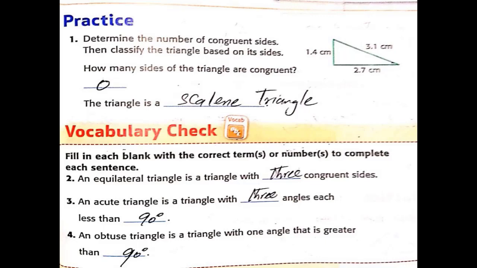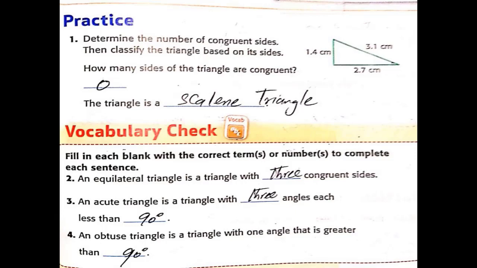Now come to the vocabulary check. Fill each blank with the correct term or number to complete each sentence. Number 2. An equilateral triangle is a triangle with dash congruent sides. 3 congruent sides. If 3 sides are congruent, then it is called equilateral triangle.